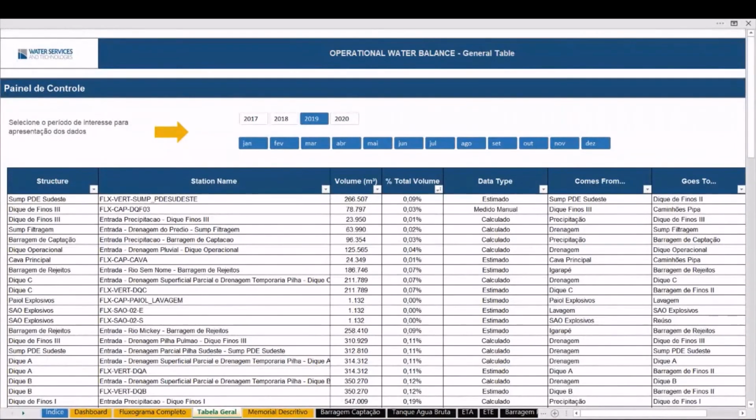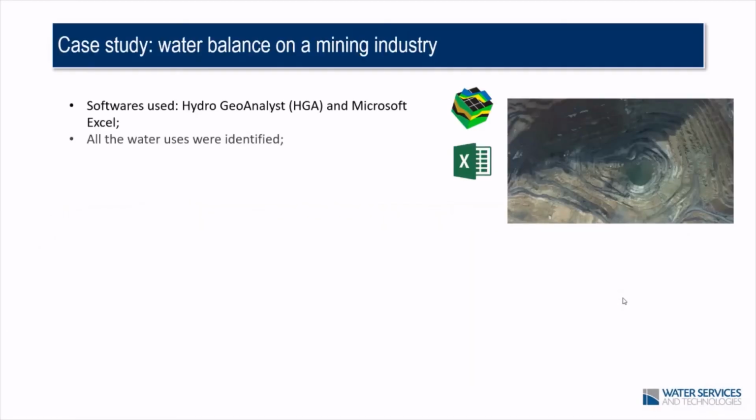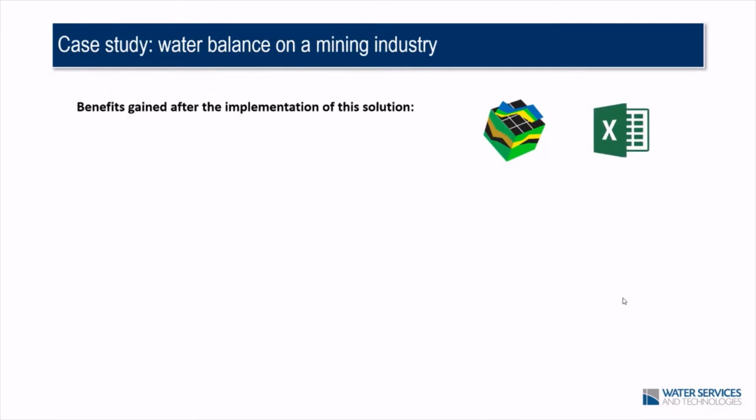So let's go back to our presentation here. Let's talk about the benefits that the mining company gained after the implementation of the solution using HGA with Microsoft Excel. So now the user can have a global and detailed overview of the water use inside the mining company and inside each of the structures of this mining complex.